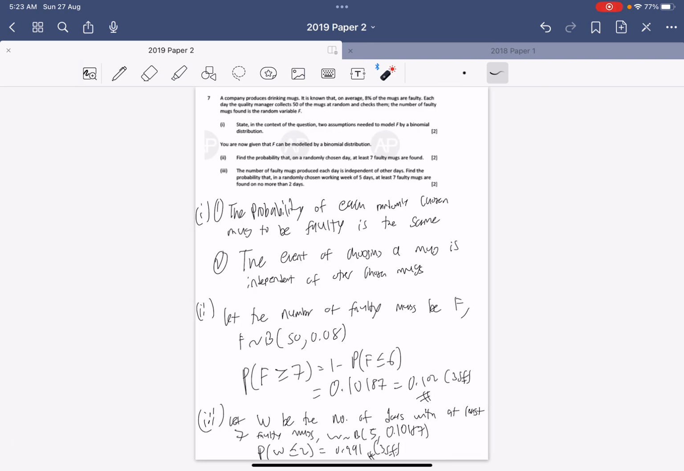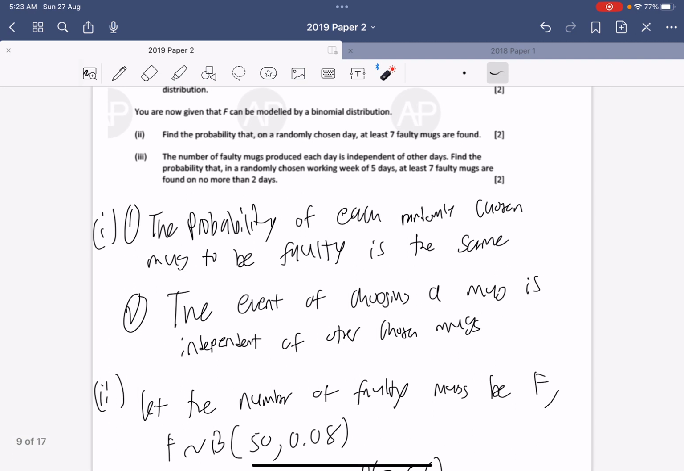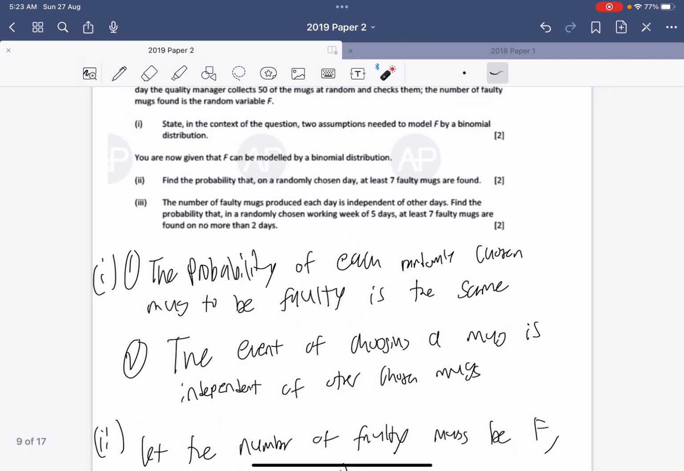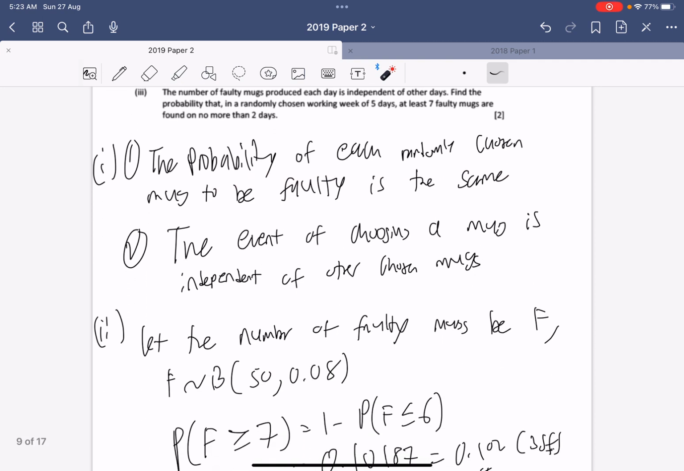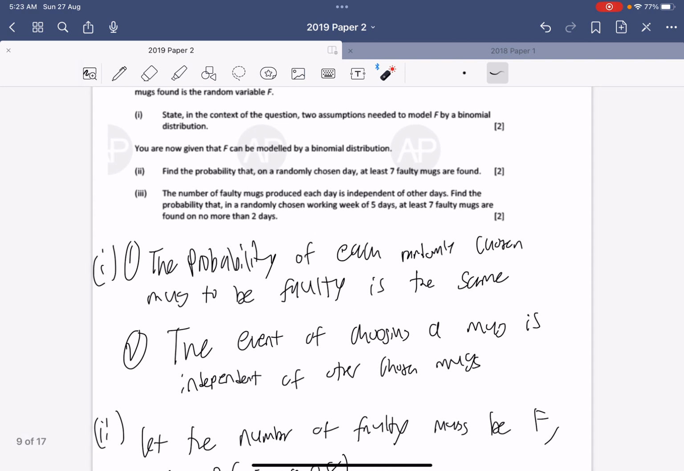Moving on, for question 7, a company produces drinking mugs and it knows that 8% of the mugs are faulty. So the manager collects 50 mugs and checks whether any of them are faulty. State 2 assumptions needed for F to be a binomial distribution. The 2 assumptions are very standard: the probability is the same for every mug, and the events of choosing a mug don't impact each other, meaning they are independent of the other chosen mugs.